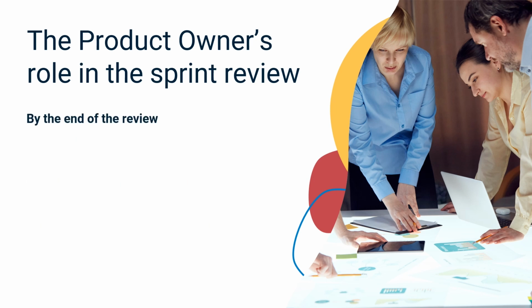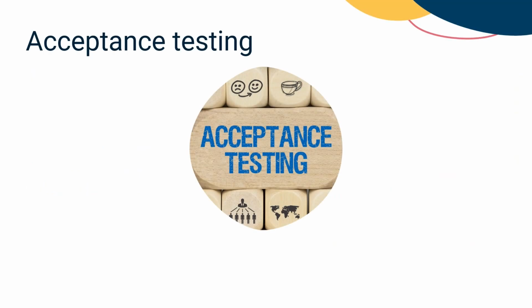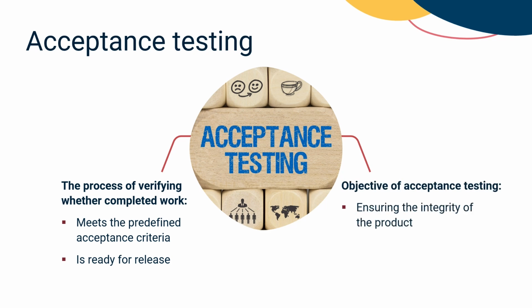By the end of the review, the product owner documents new insights, refines the product backlog, and reprioritizes tasks based on the feedback received. Next, let's talk about acceptance testing. Acceptance testing is the process of verifying whether completed work meets the predefined acceptance criteria and is ready for release. Rigorous acceptance testing ensures the integrity of the product and minimizes the risk of technical debt or misaligned features.